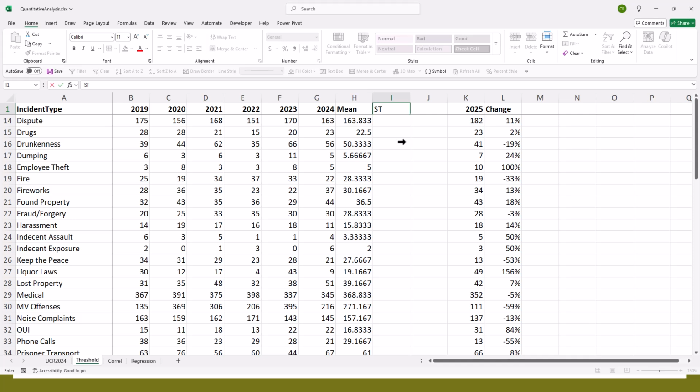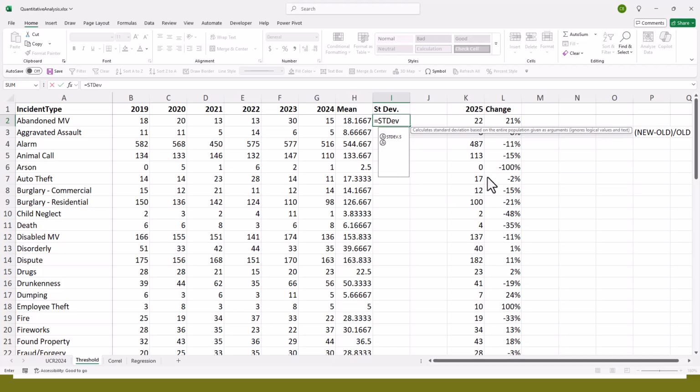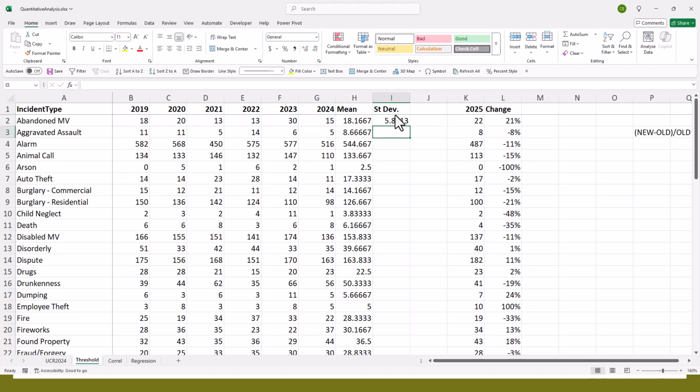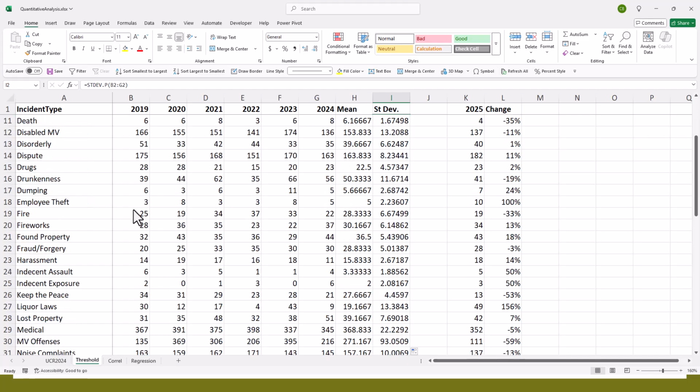The first one is called the standard deviation. And it is calculated, I don't know why this keeps happening, there we go. It's calculated by using the formula STDEV.P and then specifying the range that you want to calculate. And then filling that down. So the standard deviation, what is that? Well, as you can see, let's take one that has a precise mean here.